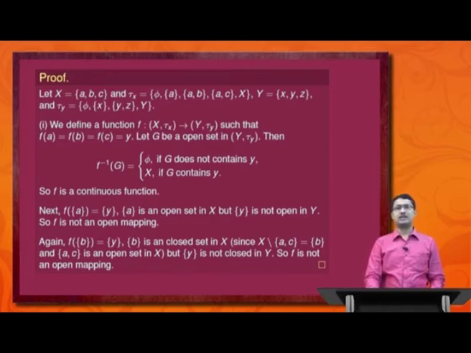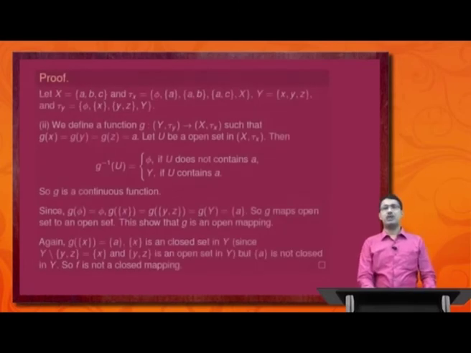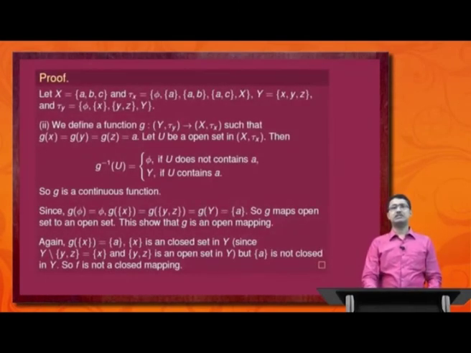Next we consider another example, g from Y to X such that g(x), g(y), g(z), all our elements go to small a. Let U be an open set in (X, τ_X). Then g inverse of U is equal to φ if U does not contain a, and it is equal to Y if U contains a. So g is a continuous function because φ and Y both are open, so the inverse image of an open set is open.